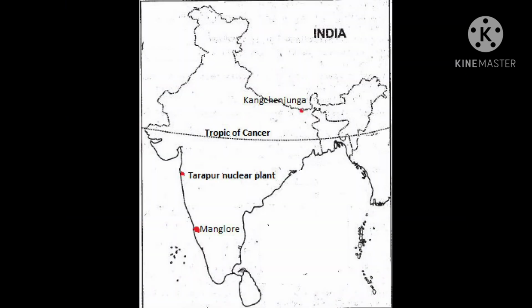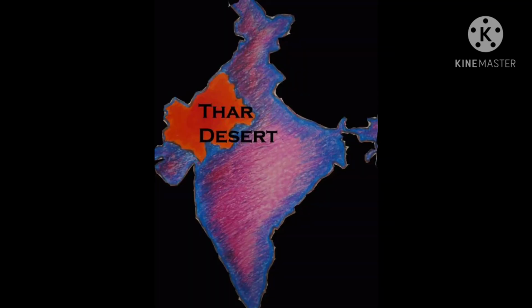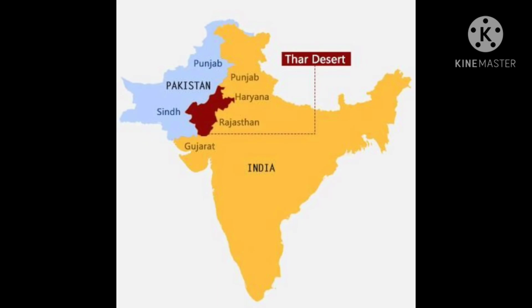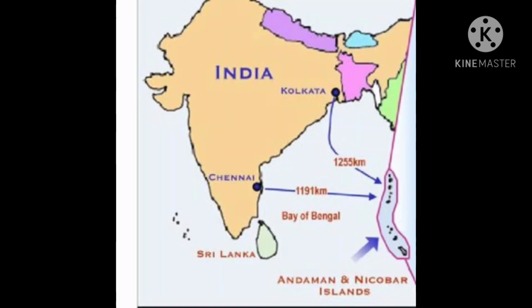First of all, Tropic of Cancer. Tropic of Cancer passes through the middle of India. You can see on this map. Next is Thar Desert. It lies in the western part of Rajasthan beyond the Aravalli range and extends into Pakistan.